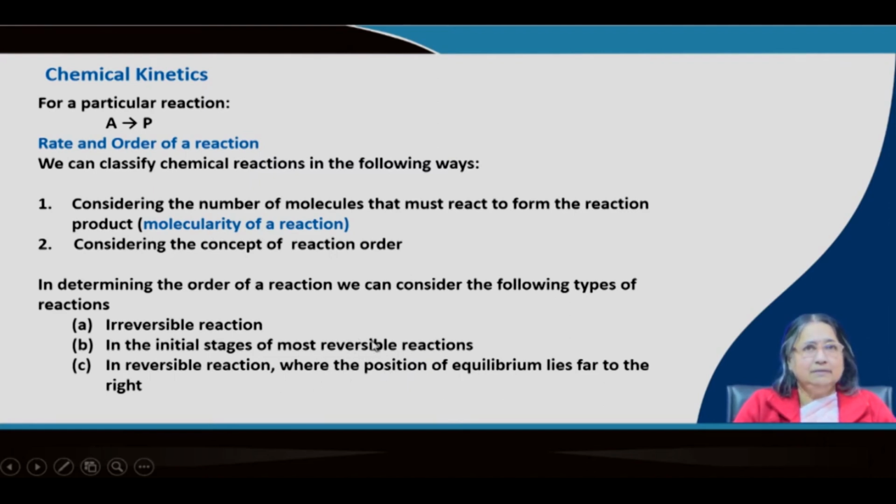Now, many reactions are reversible reactions, for those reactions also we can determine the order in the initial stages, the initial phase, the beginning of the reaction. Now, another case is reversible reactions where the position of equilibrium lies far to the right, a concept I have already given when I was discussing the equilibrium. Far to the right means it is almost going to completion. In that case also we can determine the order of the reaction.